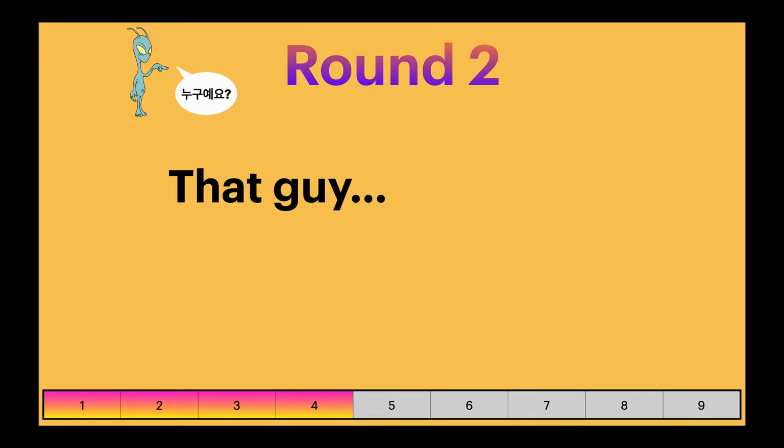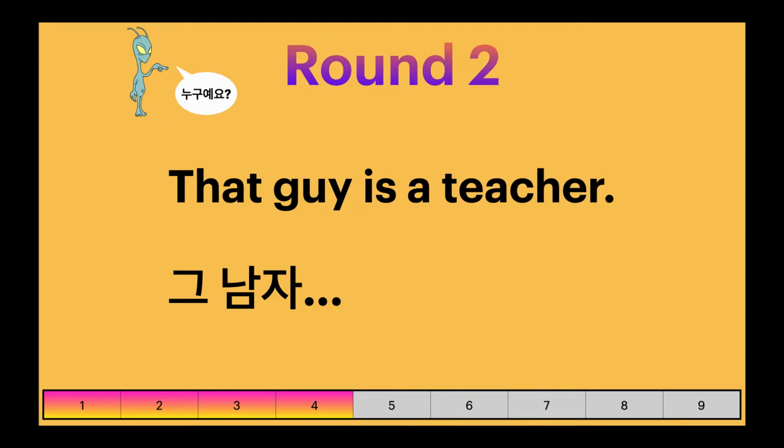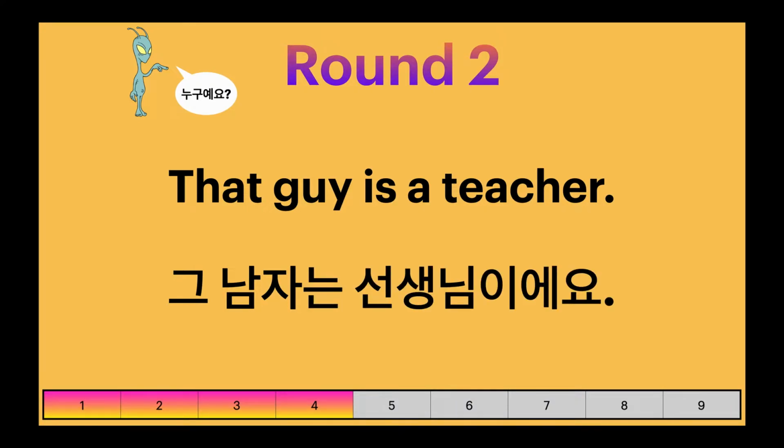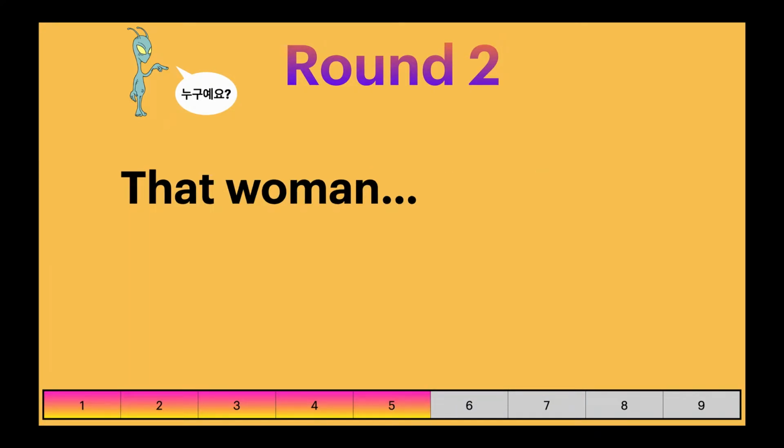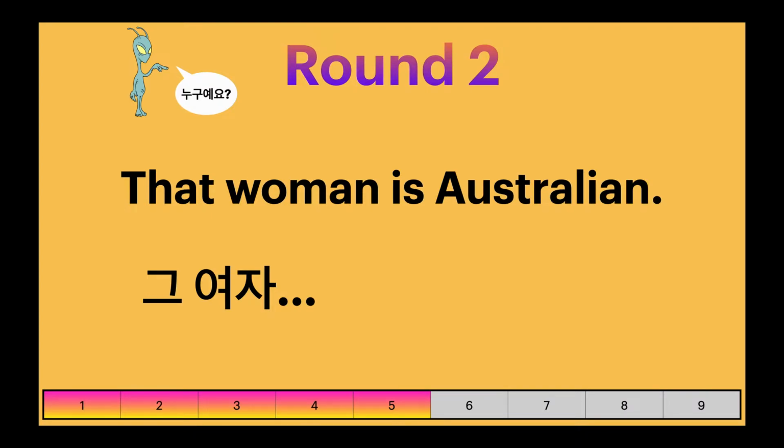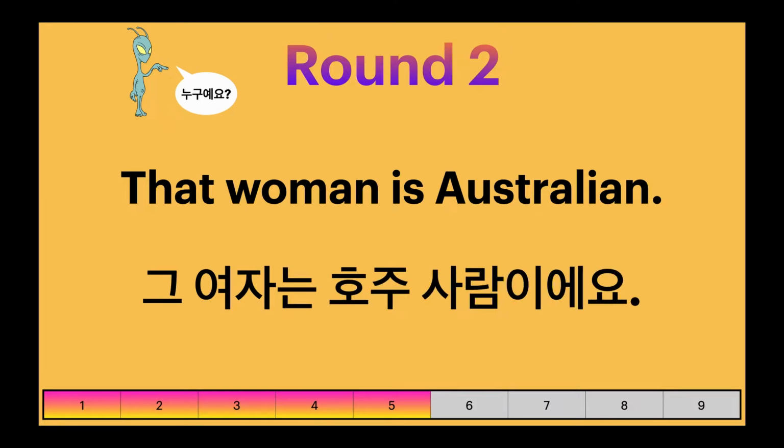That guy. 그 남자. That guy is a teacher. 그 남자는 선생님이에요. That woman. 그 여자. That woman is Australian. 그 여자는 호주 사람이에요.